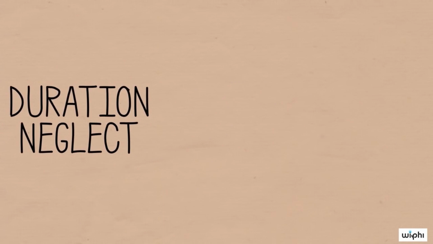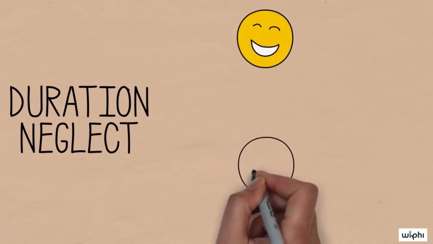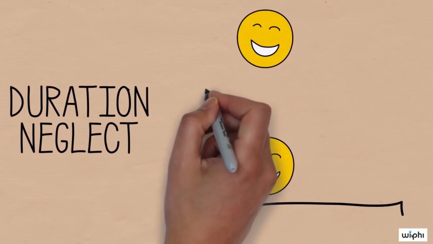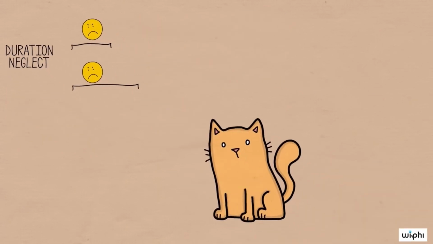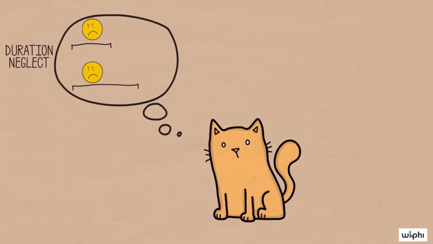Our duration neglect means that wonderful experiences can stay just as wonderful even when you keep them really short. It also means that you can make somewhat annoying experiences longer, and you won't even remember them that way.